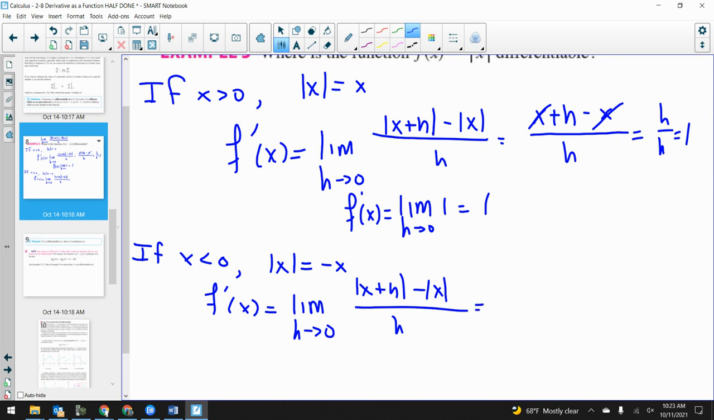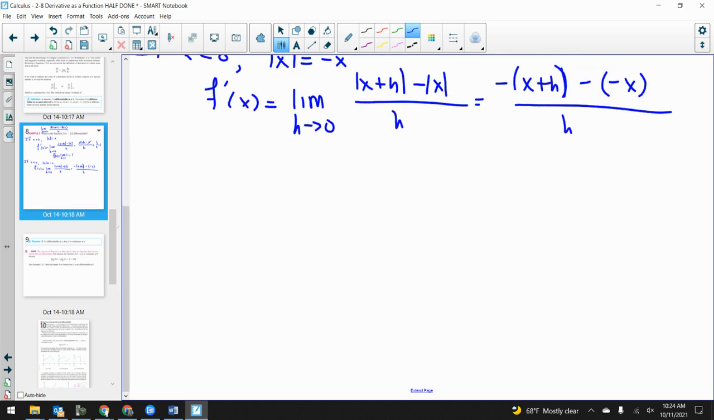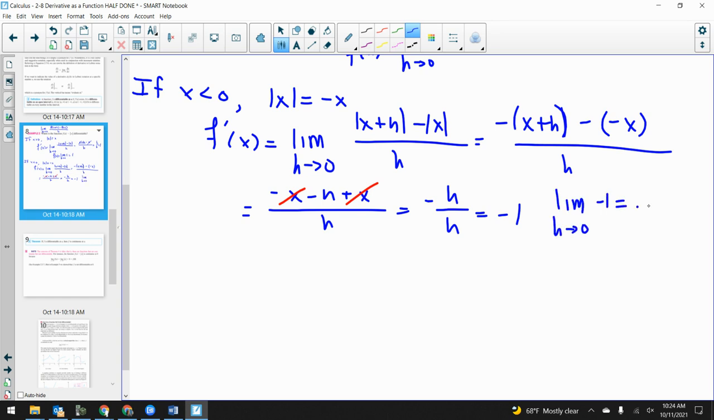Okay, so now the absolute value of x plus h turns into negative, this whole thing, minus negative x. It's net negative of that whole thing, all over h. Okay, distributing that negative sign, that's going to be negative x minus h plus x all over h. And look at that, fancy dancy, that cancels out again. Negative h over h turns into negative 1. So the limit as h goes to 0 of negative 1 is negative 1.